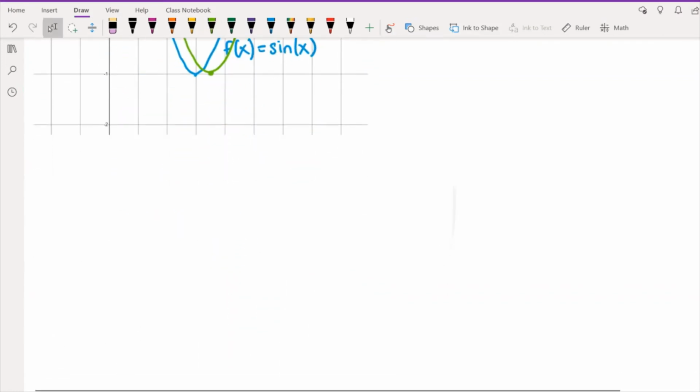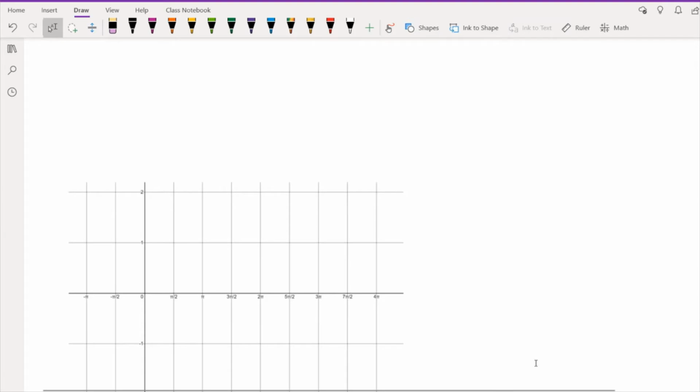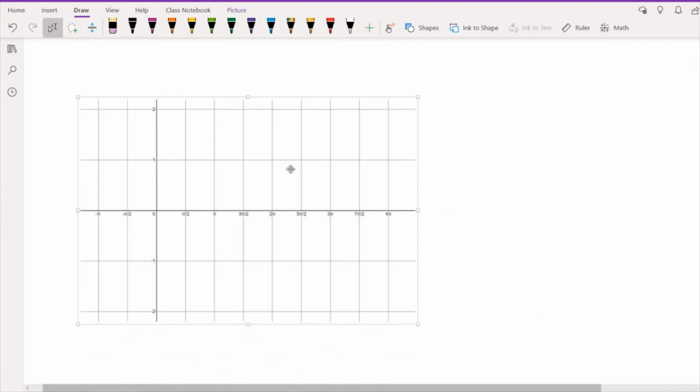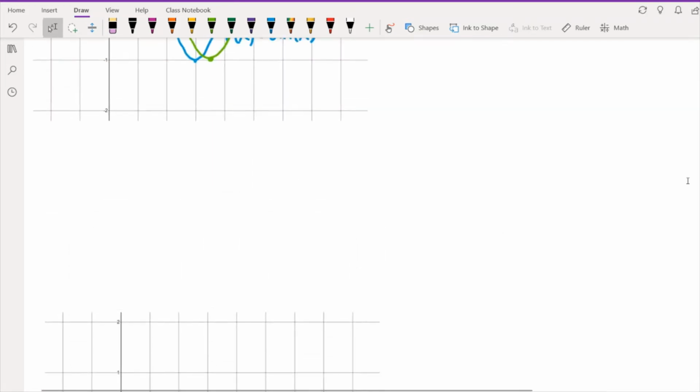Okay, so next one we're going to look at is D, and I swear, there it is. I knew I copied and pasted the axes. So D is k of x is equal to negative sine of 1/2 x.